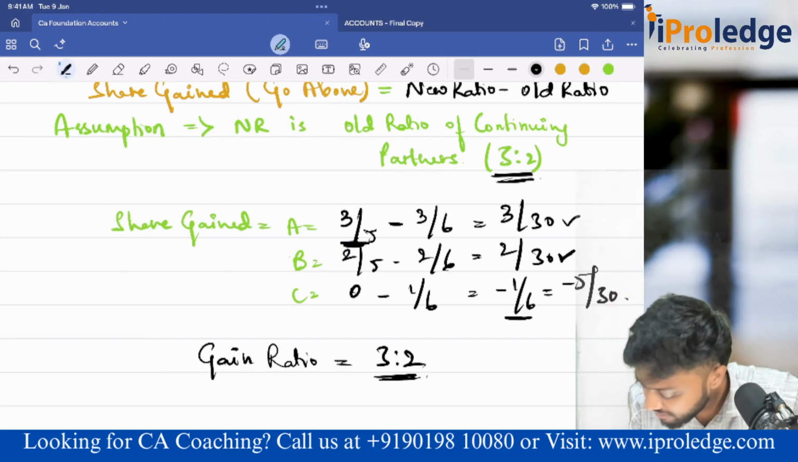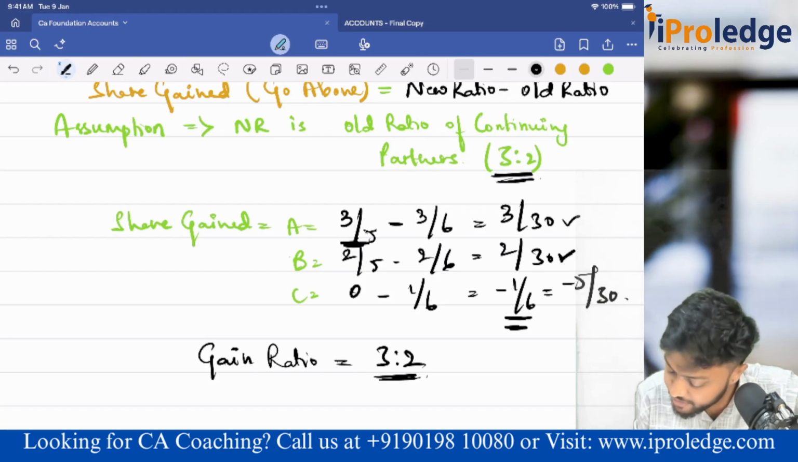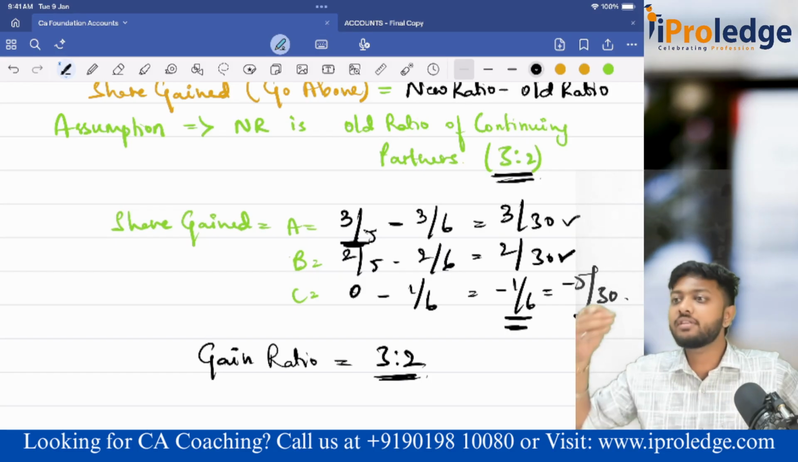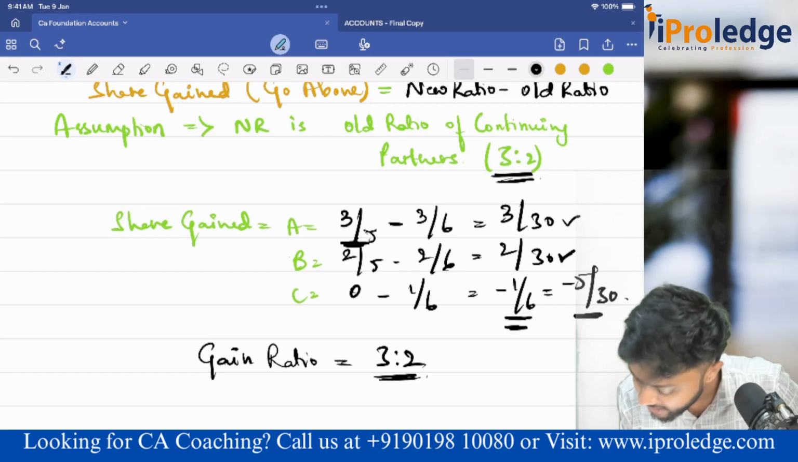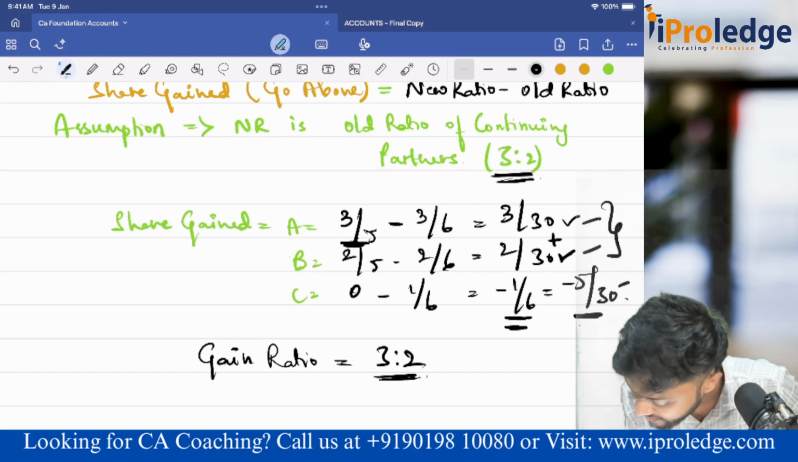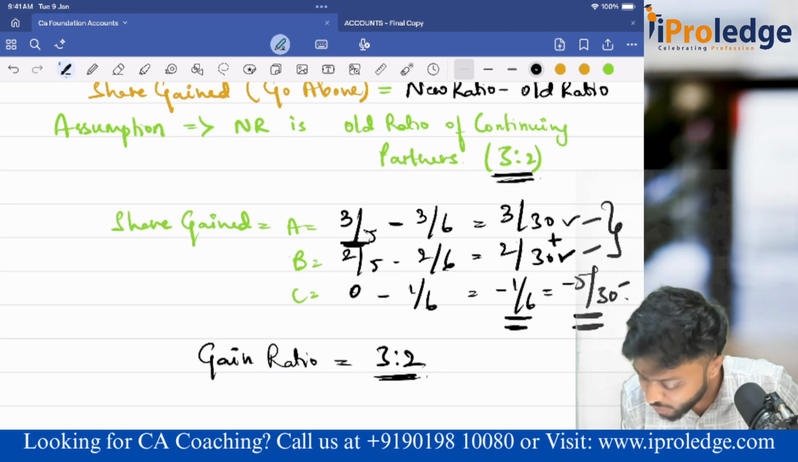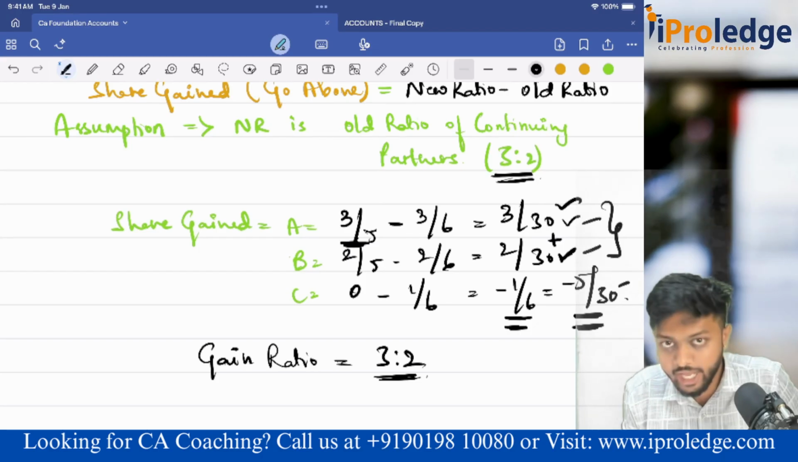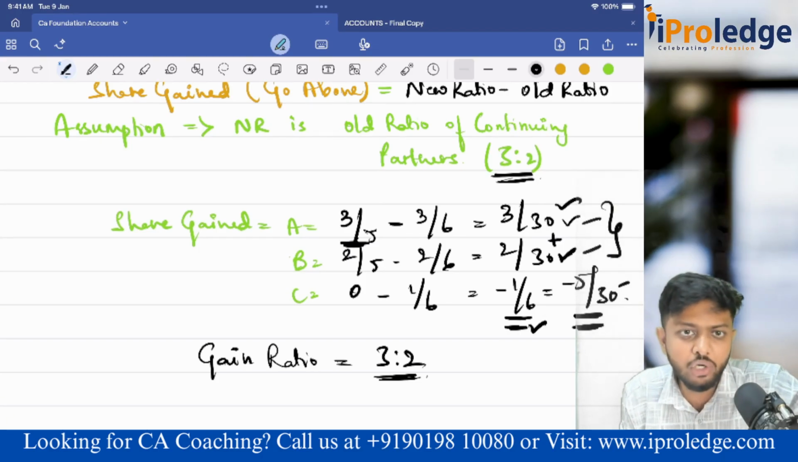So see here, it is minus 1 by 6, correct? Now this becomes share sacrificed. How? Because partner C is leaving. He has sacrificed his share for the continuing partners. If you see, this and this should match. This is the share gained, this is the share sacrificed. Share sacrifice must always be equal to share gain.